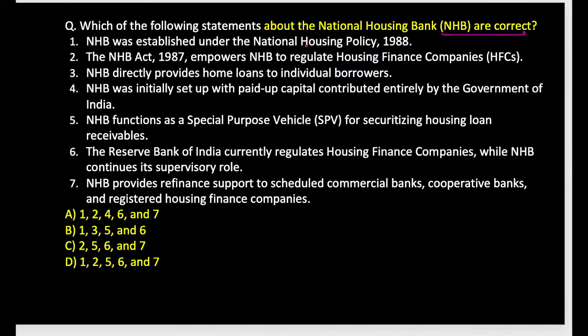NHB was established under the NHB Act 1988. The NHB Act 1987 empowers NHB to regulate housing finance companies. NHB directly provides home loans to individuals. Wrong. NHB was initially set up with paid up capital contributed entirely by the government. Initially it was a subsidiary of RBI. Later on, in 2019 or somewhere, RBI sold NHB to the government of India. So this statement is wrong.